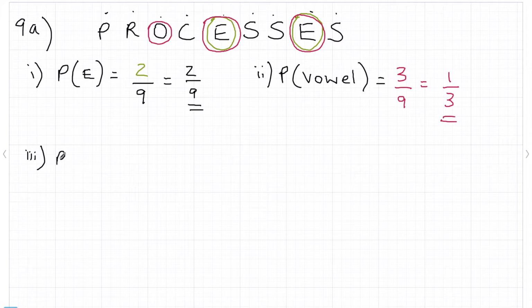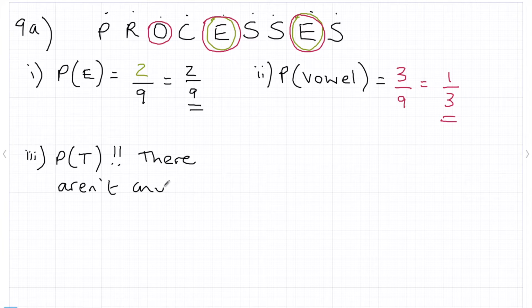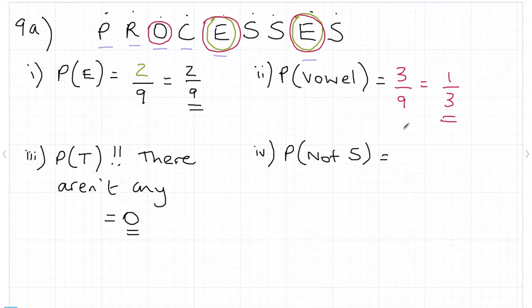Part 3, probability of a T. I think they're trying to catch you out here. There are no T's, so the probability is 0. That's not possible. Part 4, not a C. Well, there are 6 letters that are not C's, so that's 6 over 9, which is 2/3.